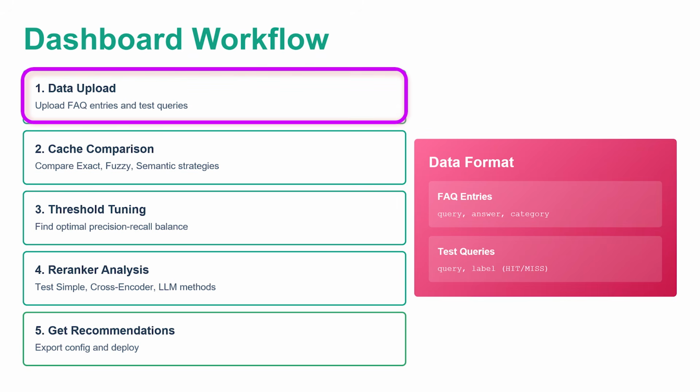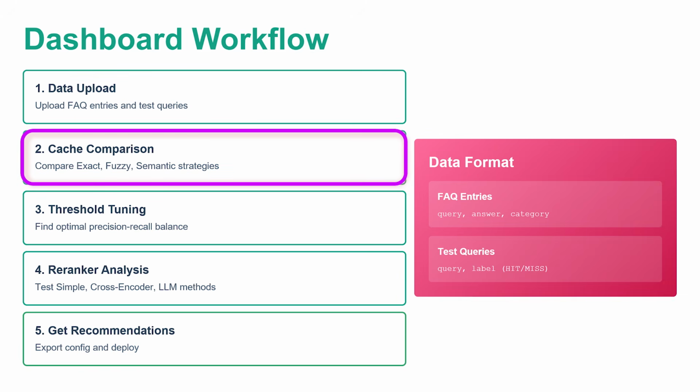Step 1, you upload 2 CSV files. Your FAQ entries, which is basically your cache, and your test queries with ground truth labels showing what should hit and what shouldn't. And yeah, you can either have humans label this or use LLMs to do it for you. Humans are better, obviously, but if that's too expensive or you need to move fast, LLMs work fine.